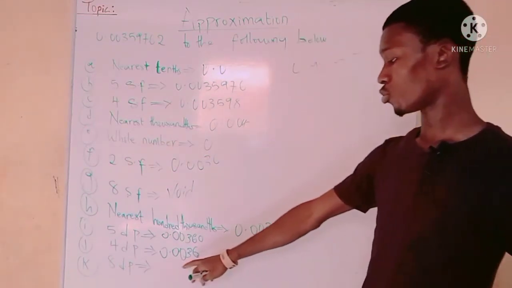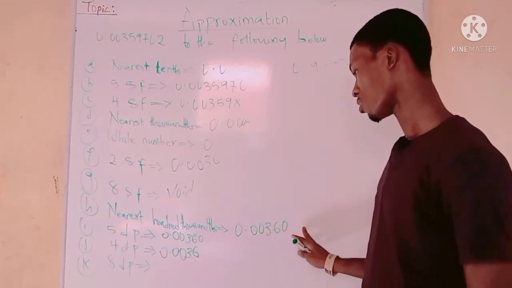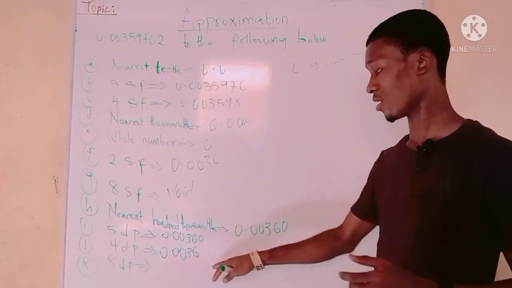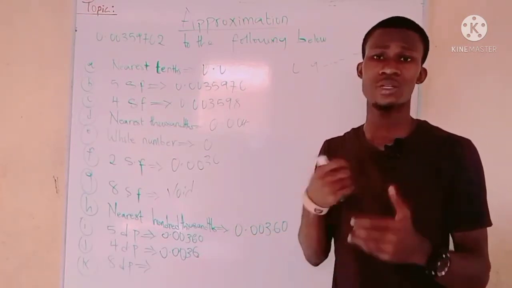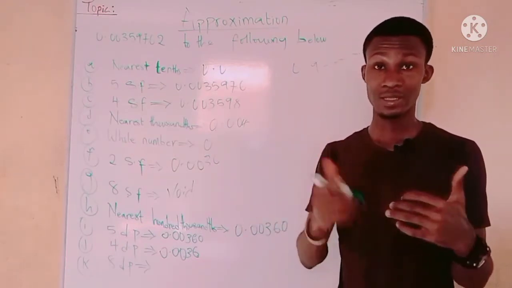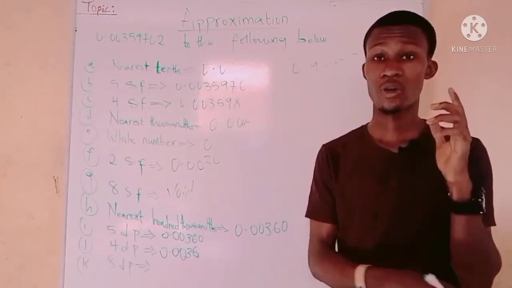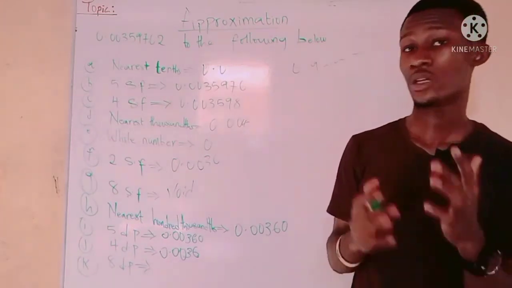So for many of you who would have written 0.036 as your nearest 100,000, now you see that if you had written that, you are even writing the answer for 4 decimal places, which means that when any teacher who gives a question like this sees something like that, he's going to mark it wrong because you are giving an answer for another question. So you have to be very careful about this.